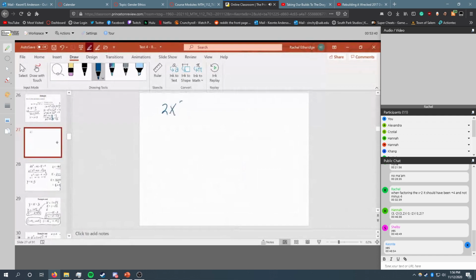So 2x squared minus 4x equals 0. Factor out the GCF, which is 2x, greatest common factor, and that leaves x minus 2. So 2x equals 0, x equals 0, and x equals 2.